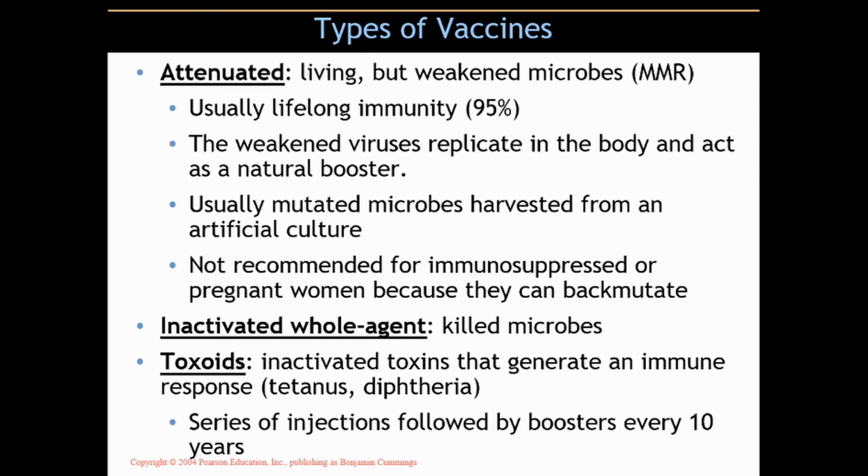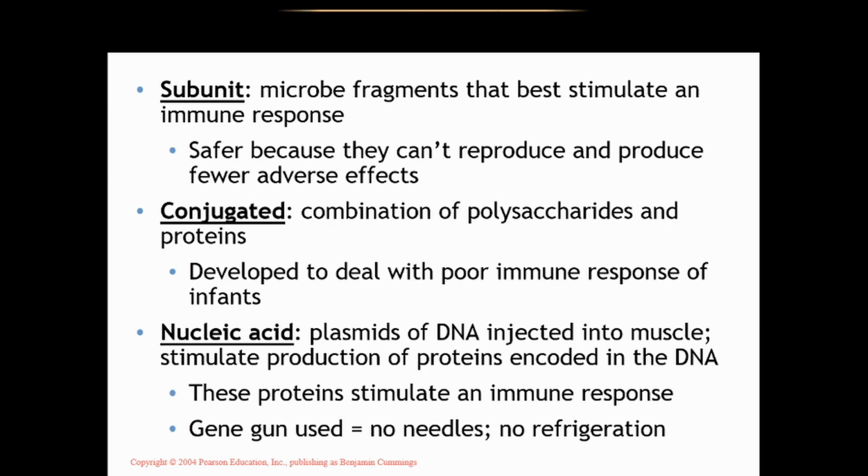Toxoids are inactivated toxins that generate an immune response. The big ones are tetanus and diphtheria. And you have a series of injections, and about every decade you get boosters. And like I said, we're getting further and further away from the real pathogen, from the real bacterium or virus, and so therefore boosters are necessary because immunity will wane as you get further and further away from the real thing, from the whole agent.